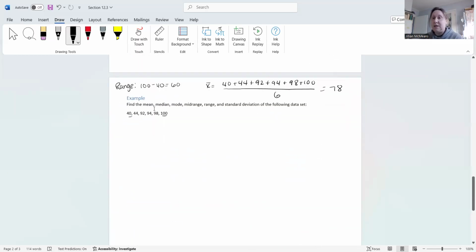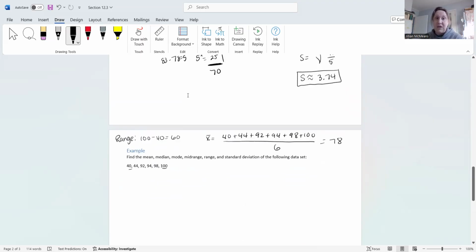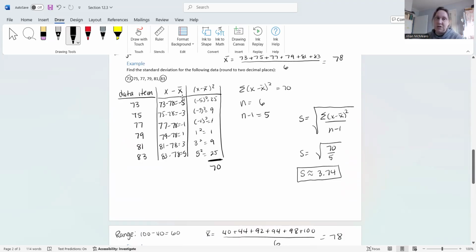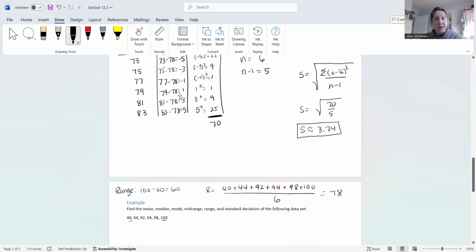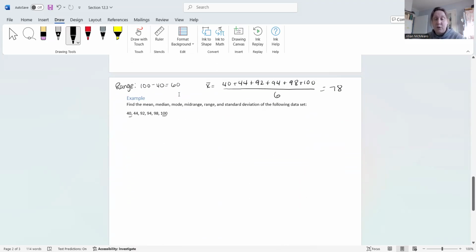Without calculating the standard deviation, if I were a betting woman, I would say that the standard deviation for this data set is going to be much, much higher, simply because the range is so much higher. Remember, the previous data set, everything was in the 70s and 80s, and there was a range of only 10. Here we have data items in the 40s and the 90s. There's a much bigger spread. So we would expect a much larger standard deviation.